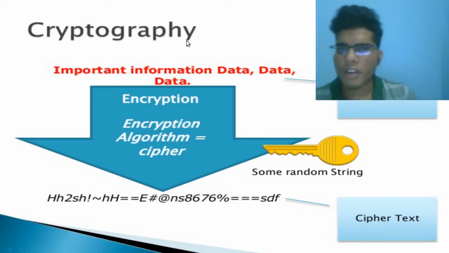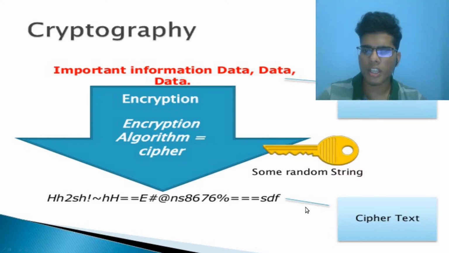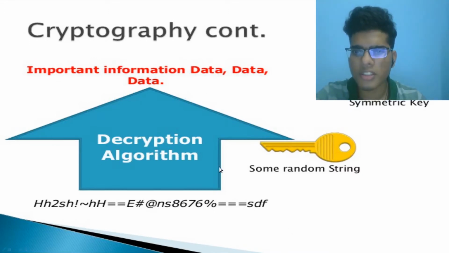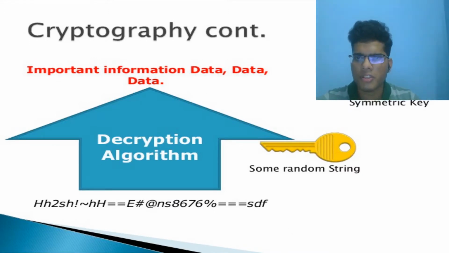The process of converting plain text to ciphertext is called encryption, and the process of retrieving plain text from the ciphertext is called decryption. Two different kinds of encryption are available. One is called symmetric encryption and the other is called asymmetric encryption.